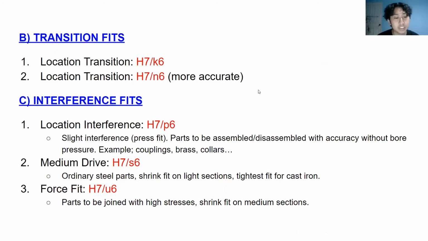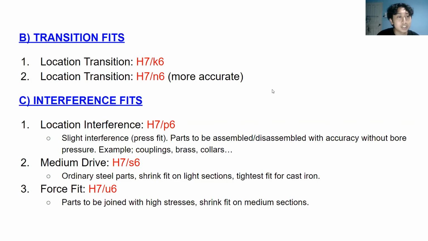Thank you. For the other class, which is transition fits, there are two types: first, location transition, represented by H7 k6, and next, location transition which is more accurate, represented by H7 n6. Transition fit is in between clearance and interference, where the tolerance zones of the hole and shaft overlap. So it may result in clearance or interference, depending on the actual value of the tolerance.